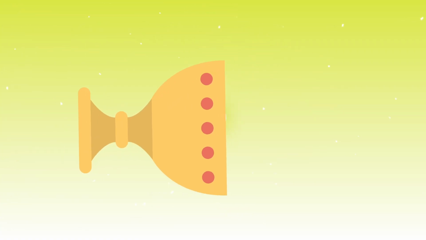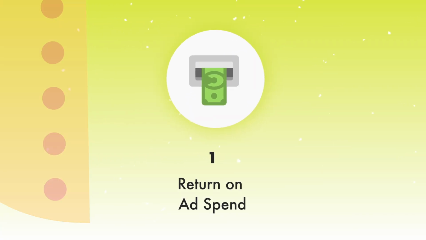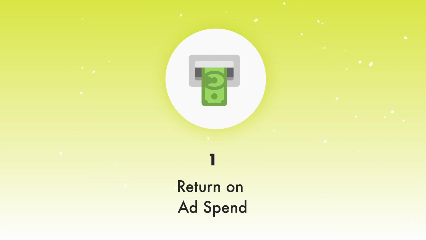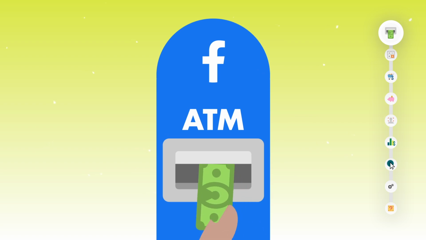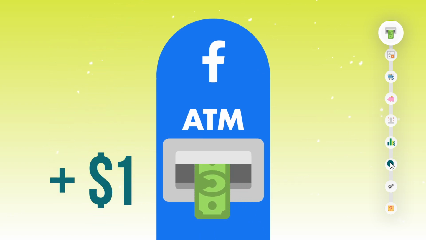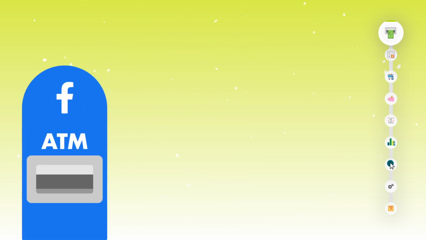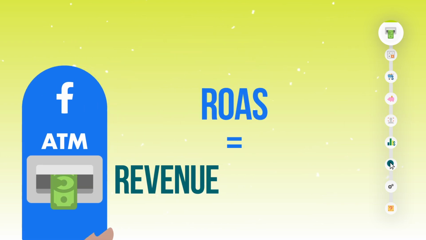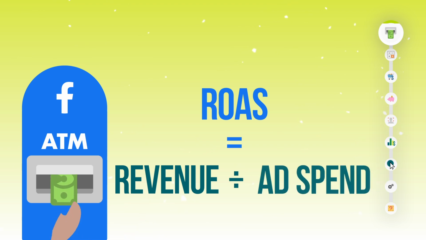Let's kick it off with the holy grail of metrics, ROAS, otherwise known as return on ad spend. Think of ROAS like your Facebook ATM. You want to make sure that every dollar you put in, you're getting at least $1 back. Return on ad spend is the total revenue generated from your ads divided by the total ad spend. So calculating it is simple.